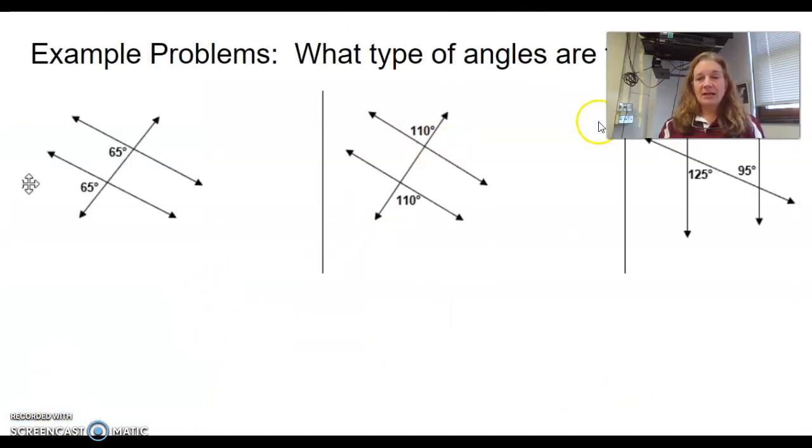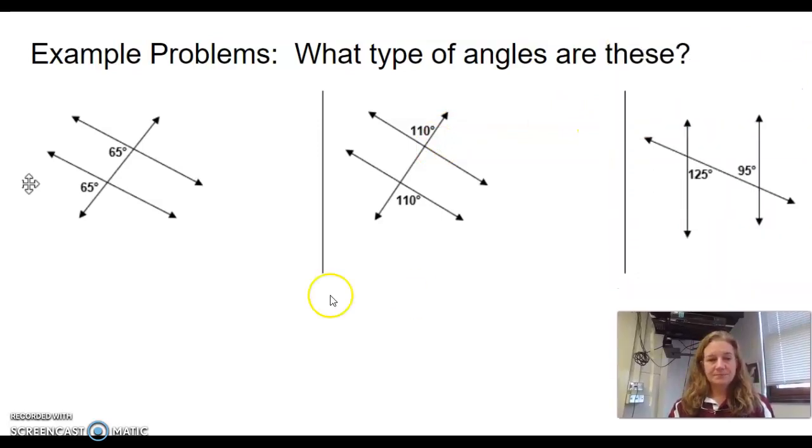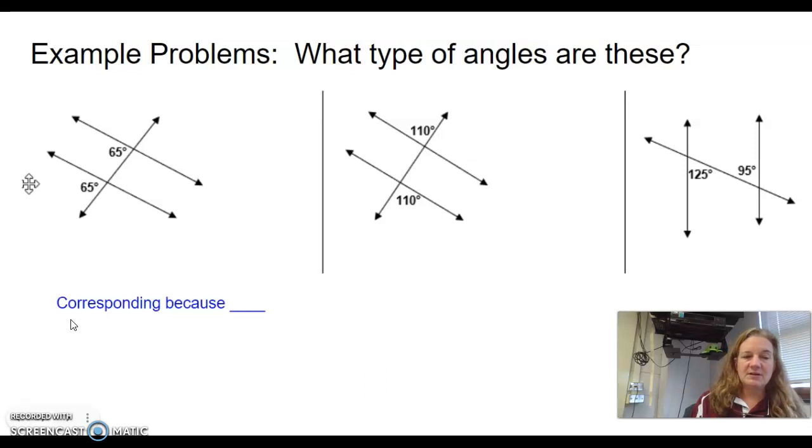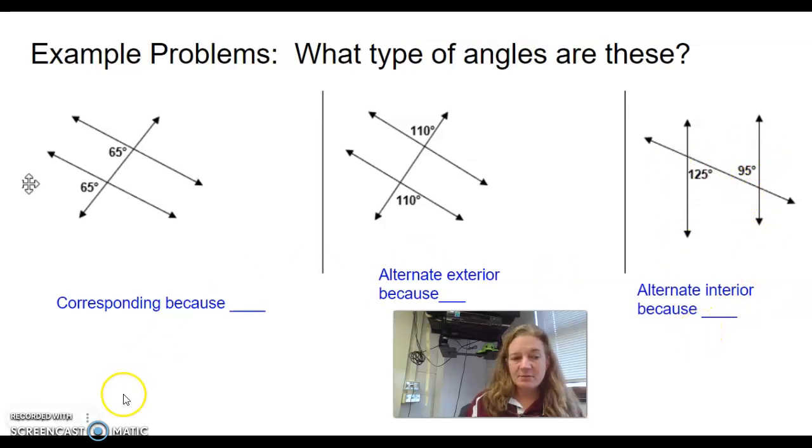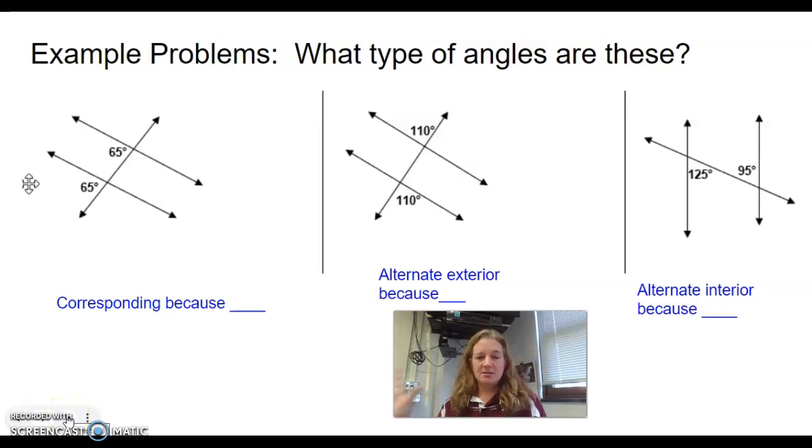So let's review what kind of angles these are. I've got an angle here, they're both on the same side and they're both matching spots, so they're corresponding. You tell me why they're corresponding on your notes, and I'll check it off, or Ms. Cintron will check it off. These are alternate exterior, because why? How do I know that they're alternate exterior angles? These are alternate interior angles, because why? You need to tell me why. Where are they placed in the drawing?